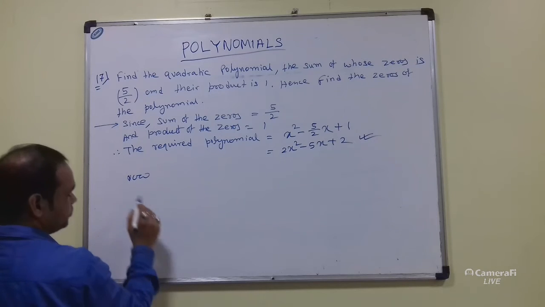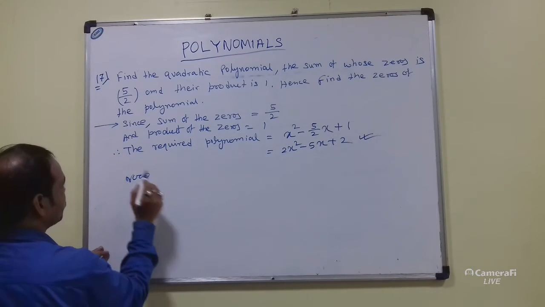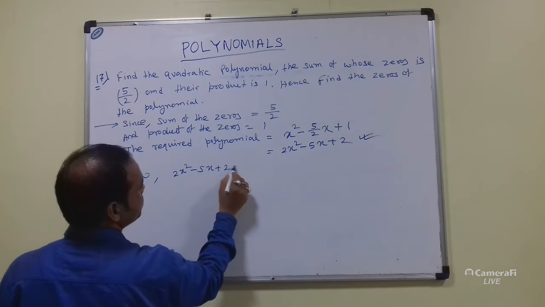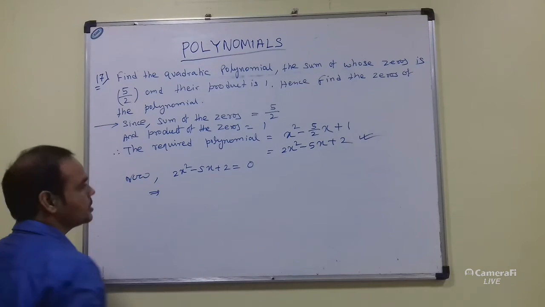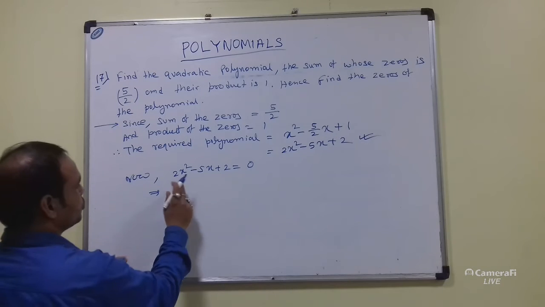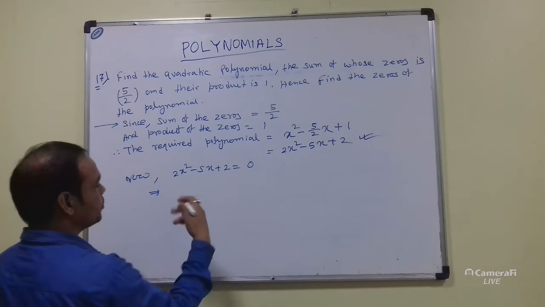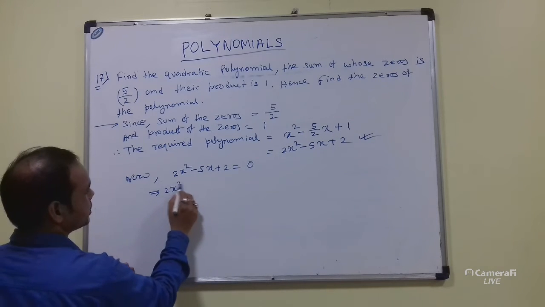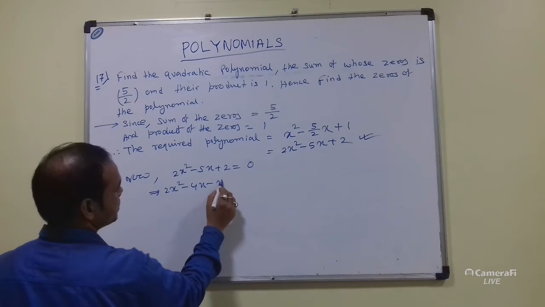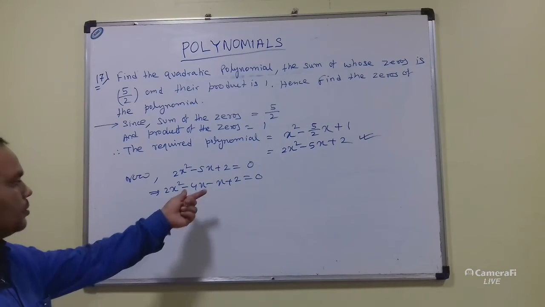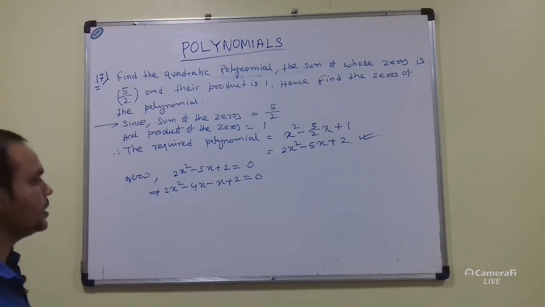So now 2x square minus 5x plus 2 is equals to 0. So this implies, now using middle term factor method we have to find the zeros. So here 2 multiply 2 is 4. So if we factorize 4 to find minus 5, it will be 4 into 1. So we can write 2x square minus 4x minus x plus 2 is equals to 0. Okay students, minus 4x and minus x is minus 5x.